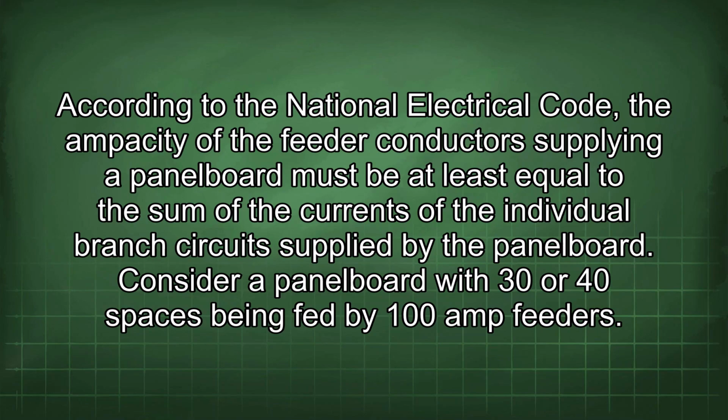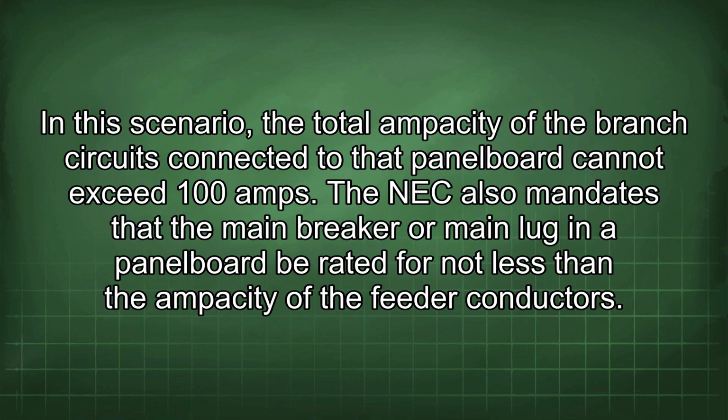According to the National Electrical Code, the ampacity of the feeder conductors supplying a panel board must be at least equal to the sum of the currents of the individual branch circuits supplied by the panel board. Consider a panel board with 30 or 40 spaces being fed by 100 amp feeders. In this scenario, the total ampacity of the branch circuits connected to that panel board cannot exceed 100 amps.